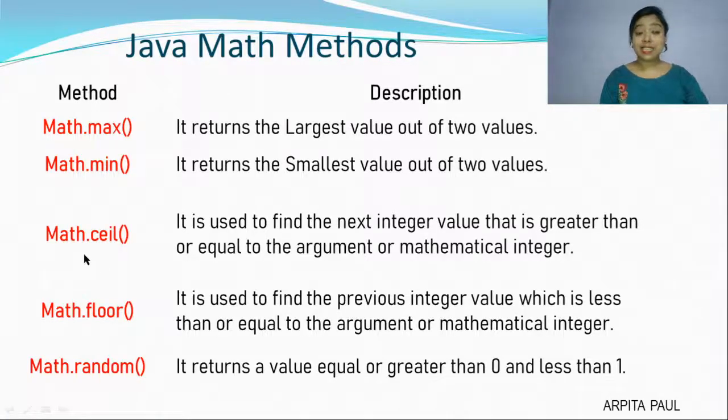The next method is the math.ceil method. It is used to find the next integer value that is greater than or equal to the argument, or mathematical integer. Basically, whatever value we enter, it will return the next biggest round number. Let me show you how it works.